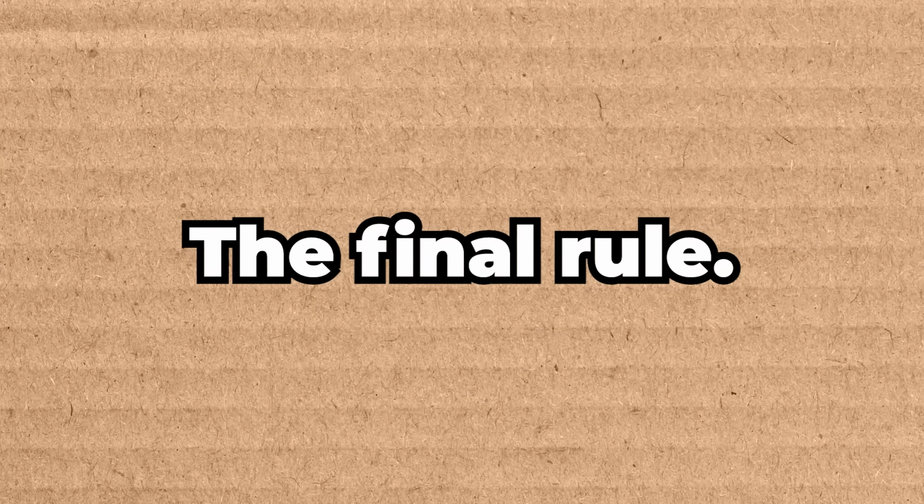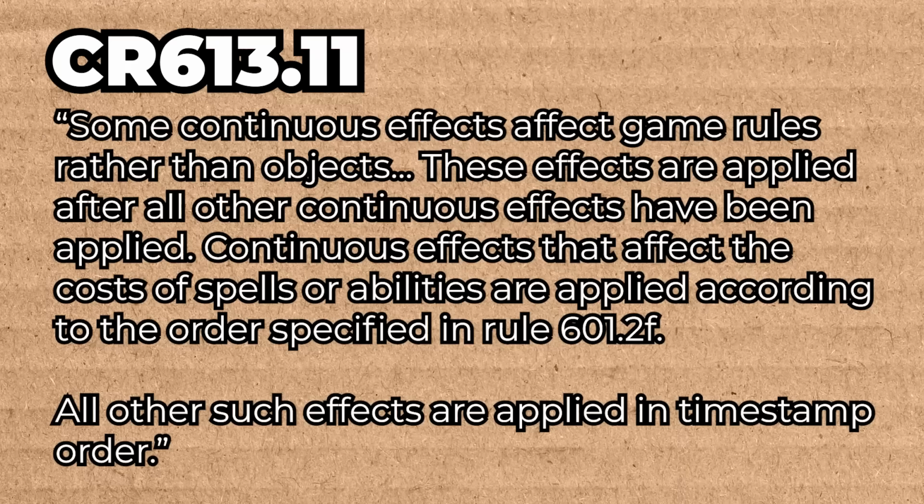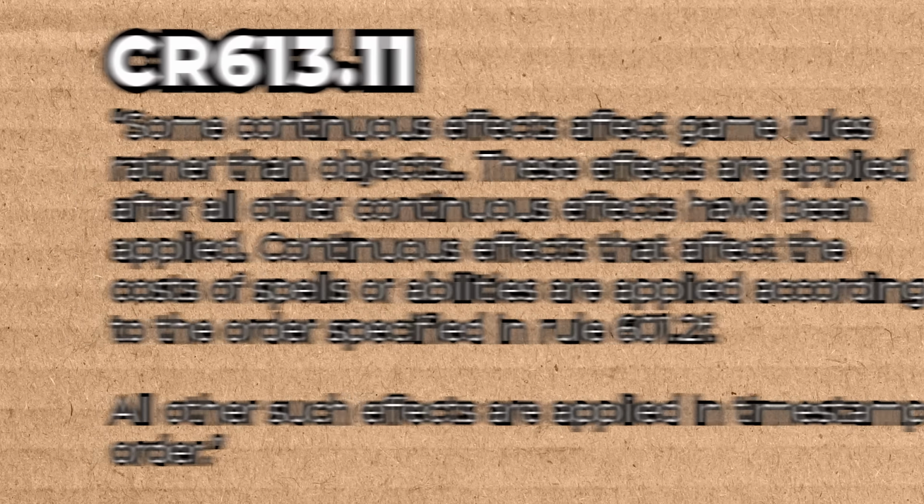Okay, final thing we need to cover is Rule 613.11, which tells us about effects that aren't included on the 7 layers. Things that change the rules of the game instead of impacting individual objects. Effects that change players' hand sizes or forcing creatures to attack. These are applied after everything else and are applied in timestamp order.